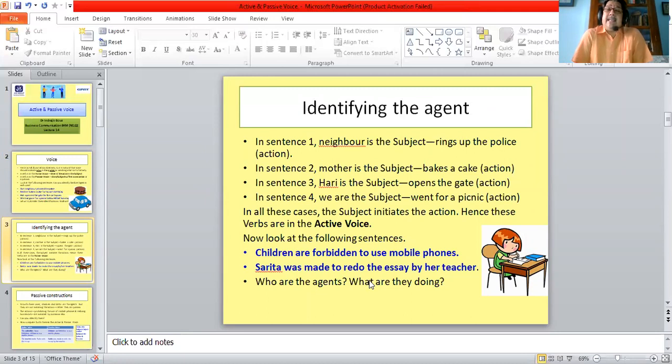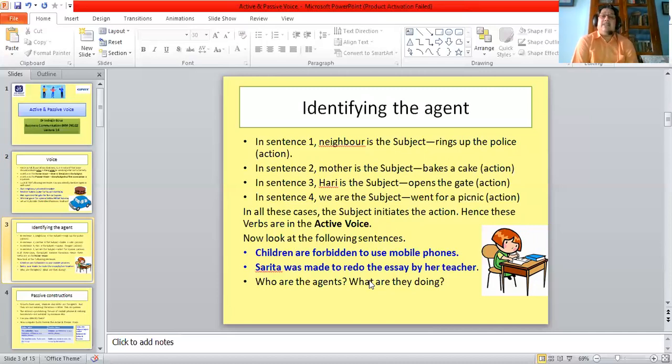Now, in all these cases, the subject, that is the neighbor, mother, Hari, and we, the subject in all these cases initiates the action. Hence, these verbs are in the active voice. Now, look at the following two sentences. Children are forbidden to use mobile phones, and Sarita was made to redo the essay by her teacher. Now, who are the agents in this case?